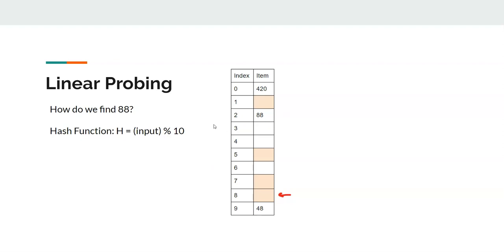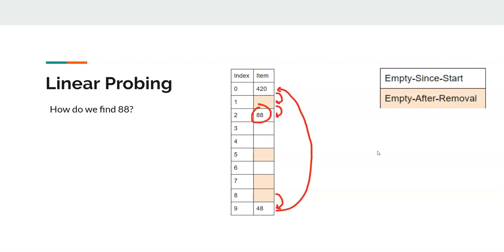So what does that mean? What happened was when we were inserting 88 into the hash table, index 8 was already occupied with a key at the time. So using linear probing, we simply went down to 9, 0, 1, and then eventually 2, where we found an empty cell to insert 88 in. So in order to find 88 in the hash table, we simply have to retrace our steps.